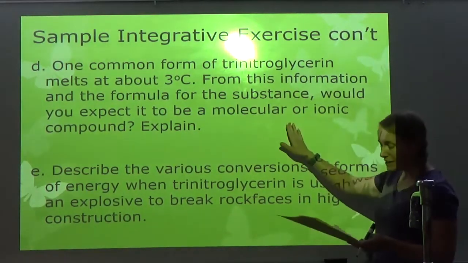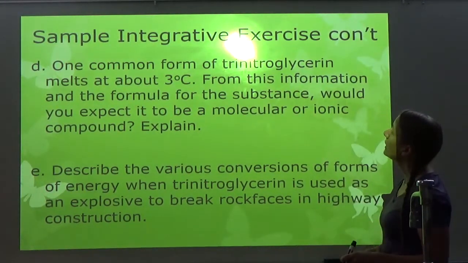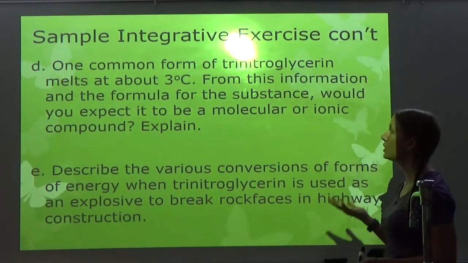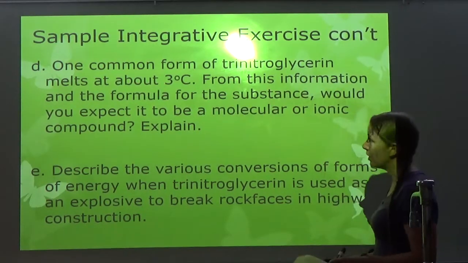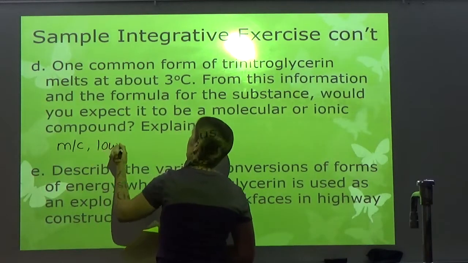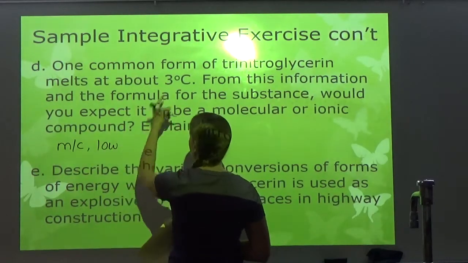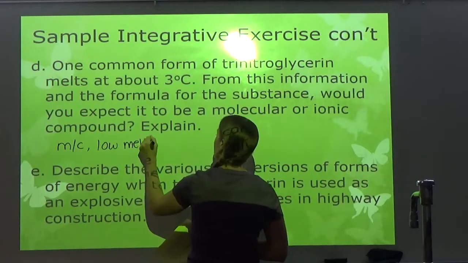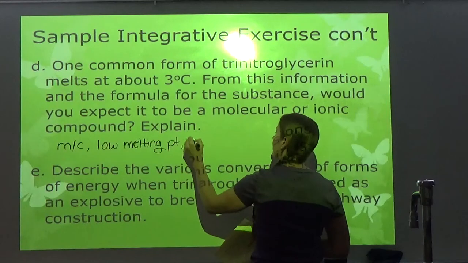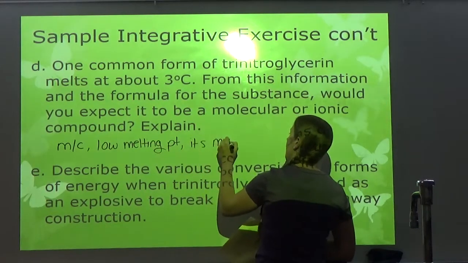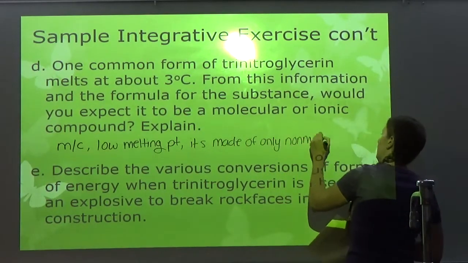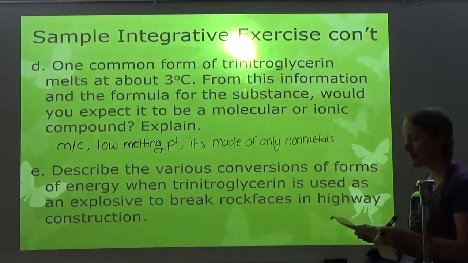Alright, so part D, it says one common form of trinitroglycerin melts at about 3 degrees Celsius. From this information and the formula of the substance, would you expect it to be a molecular or ionic compound? Well, we would expect it to be molecular for 2 reasons. One, it has a low melting point. It melts at 3. We know that molecular compounds have low melting points. But 2, it's made of only nonmetals.